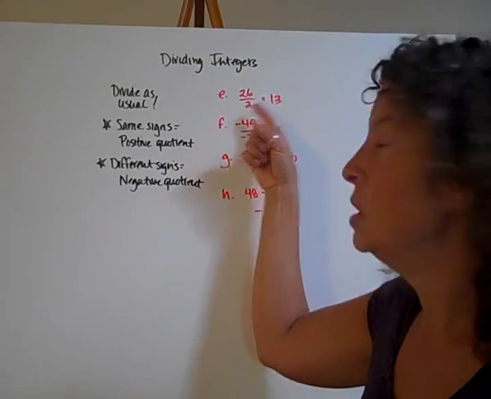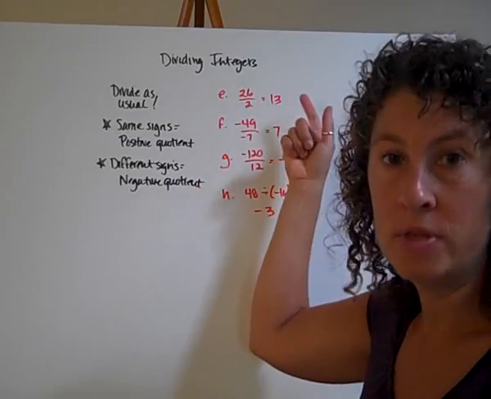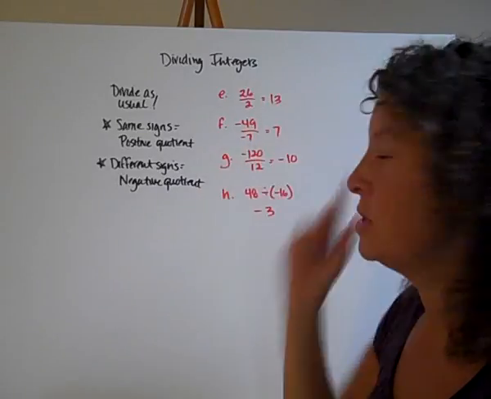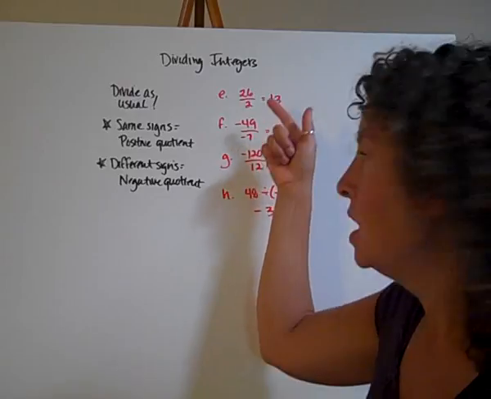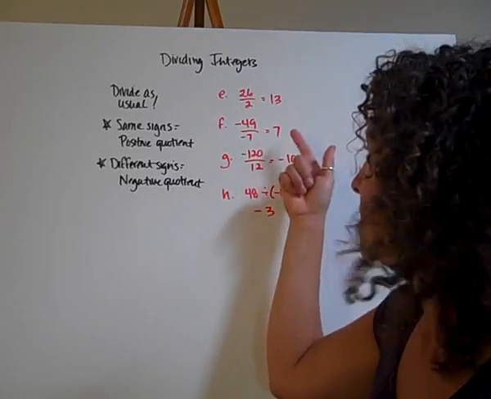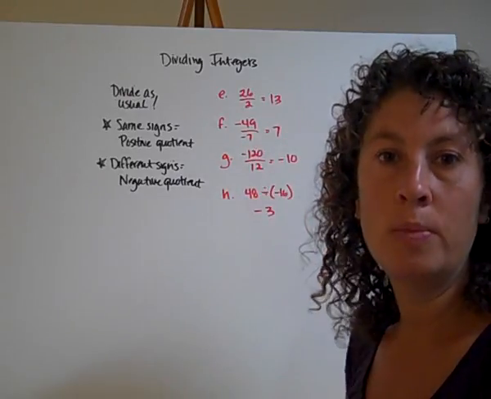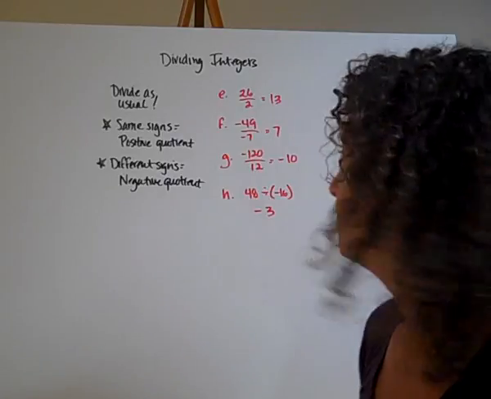26 divided by 2, positive and a positive. That means I have a positive quotient. 26 divided by 2 gives me 13. Negative 49 divided by negative 7. I've got a negative divided by a negative. That's going to give me a positive. 49 divided by 7, as usual, gives me 7.